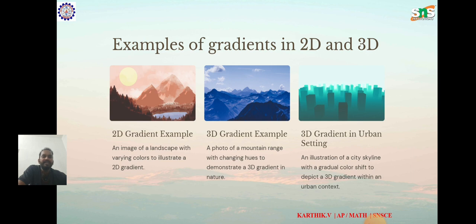Let us take the second and third examples, that is, the 3D gradient. For the 3D gradient, consider the scalar field g of x, y, z equal to x squared plus y squared plus z squared. Then the gradient del g equal to (2x, 2y, 2z). Similar to the 2D case, at any point (x, y, z) in 3D space, the gradient vector points in the direction of the steepest increase of g, and its magnitude represents the rate of change of g in that direction.